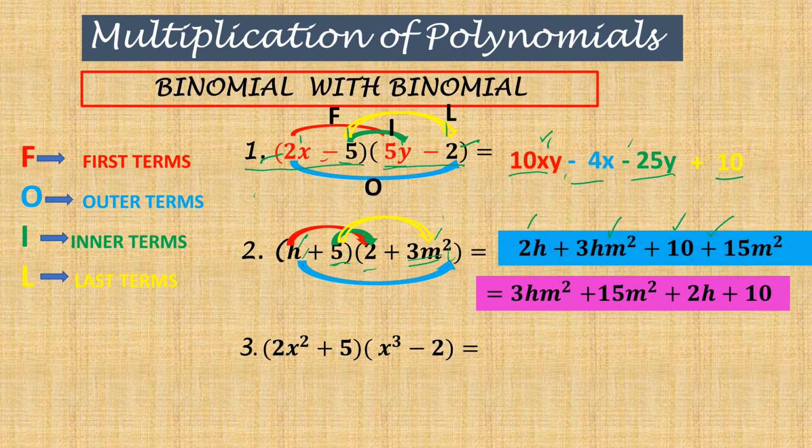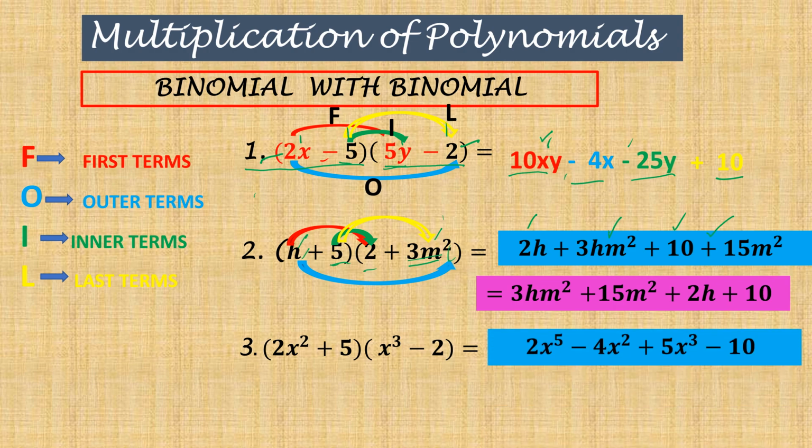We have 2x squared plus 5 times x cubed minus 2. So what is its product? Where did we get the 2x to the fifth minus 4x squared plus 5x cubed minus 10? Of course, let us start with the first terms. The first terms are the 2x squared and the x cubed. Remember that the 2 and the 1 will be multiplied, thus we have a 2 in here. Then the x squared and the x cubed are multiplied, so the exponents are added, and we have x to the power of 5.